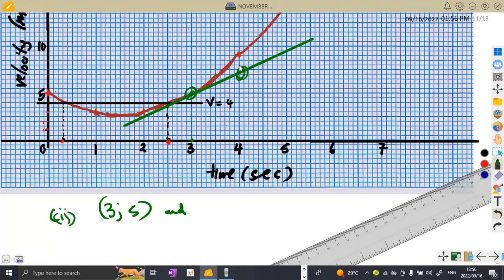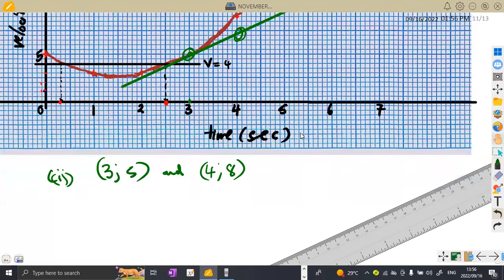So maybe it was supposed to be somewhere here, which was going to give us 8, but you take what is on your graph. Okay, so 4, 8 was my point. Actually, from what I did, it was 8. So that's what you're going to have in this case.